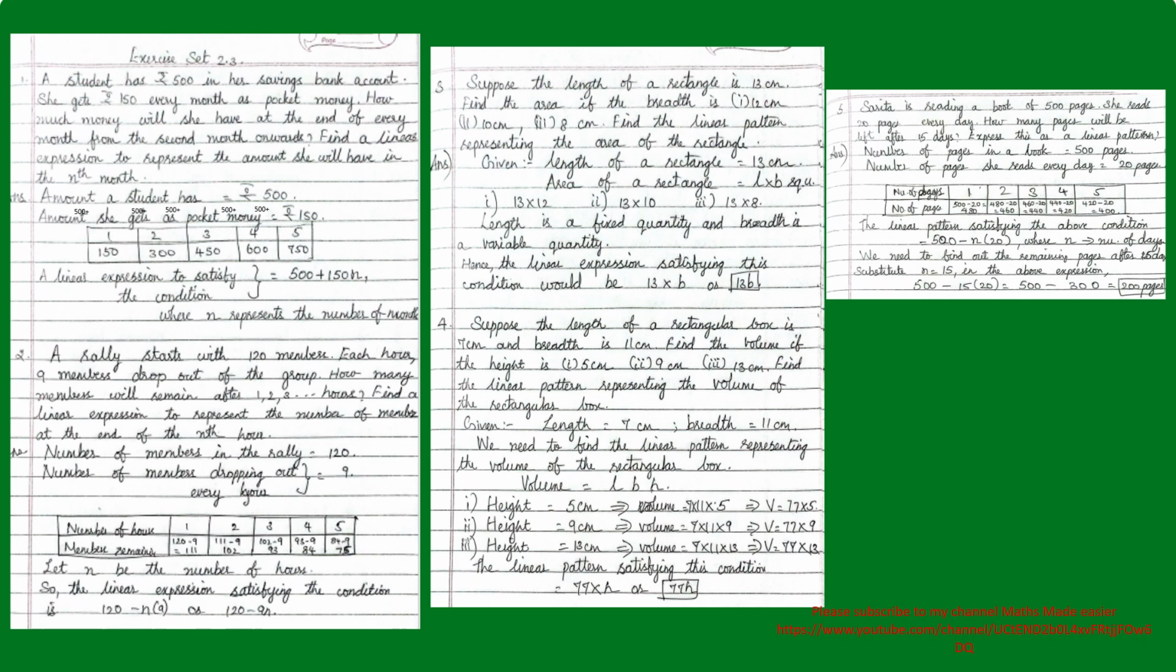So what we are given are two constant values, one is the length and one is the breadth. The variable value is the height. So LBH would be the formula for the volume of the rectangular box, or 11 times 7 times h would be the linear expression. So 77h will be the linear expression satisfying the above given conditions.